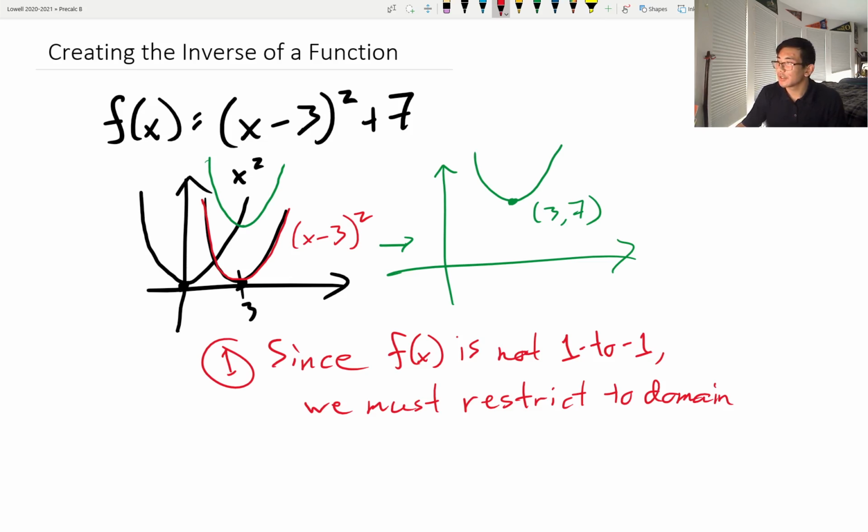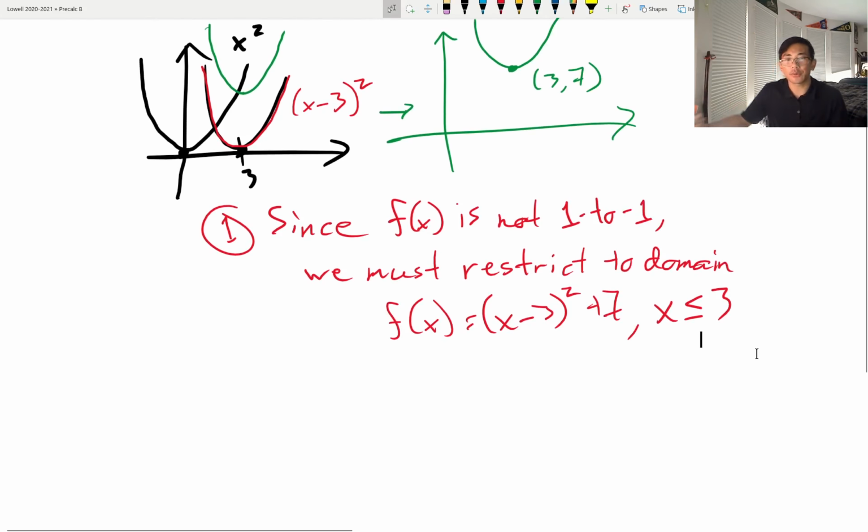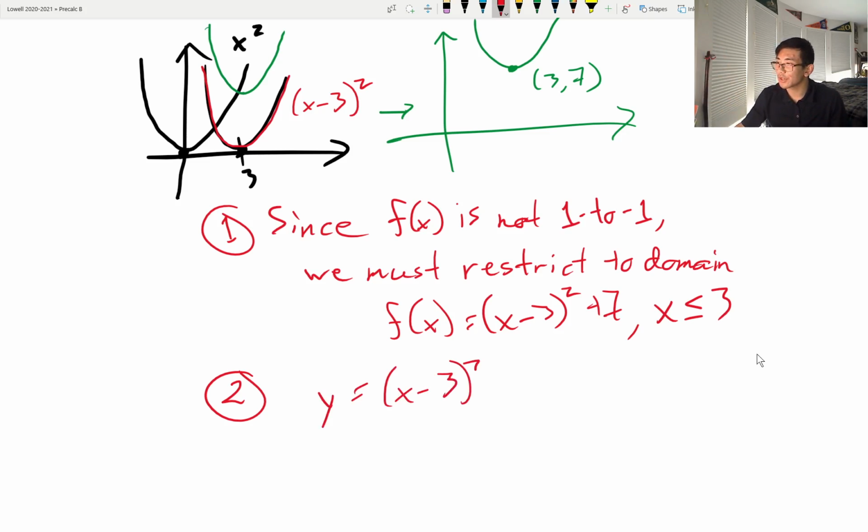So I'm going to say f of x again is equal to (x minus 3) squared plus 7, and I'm restricting my domain where x has to be less than or equal to 3. Now that we've got that out of the way, we can simply go about finding the inverse just like we normally would. So if our original function is y equals (x minus 3) squared plus 7, then I can now take the inverse by replacing x with y and y with x.